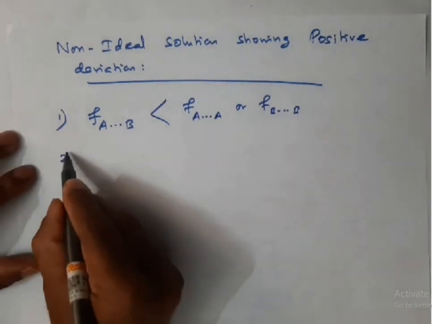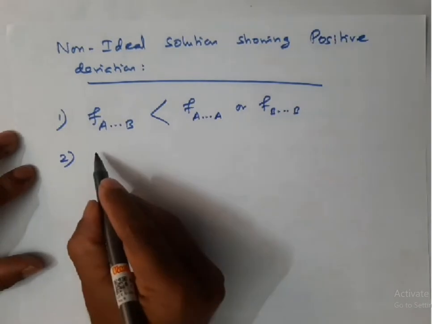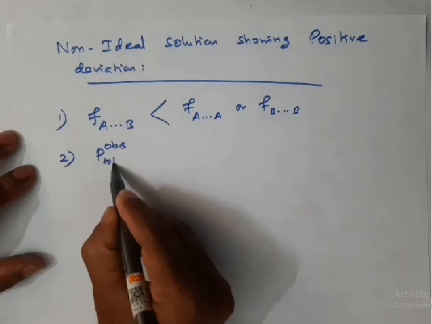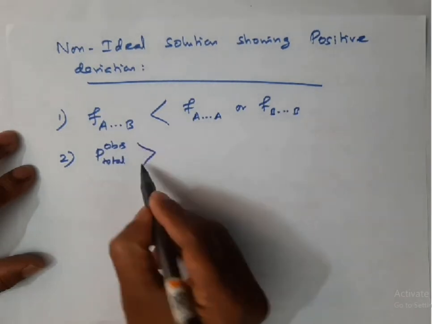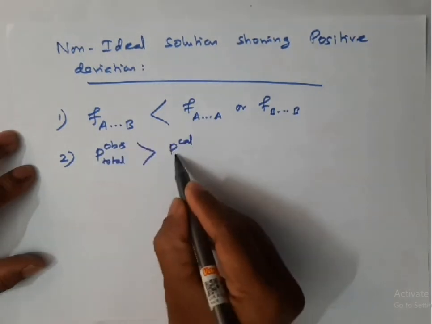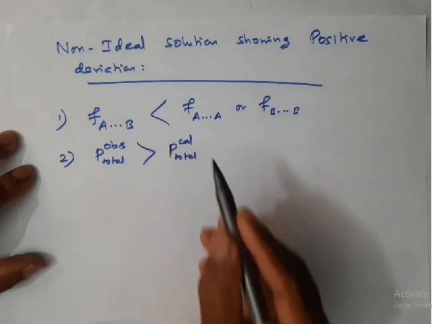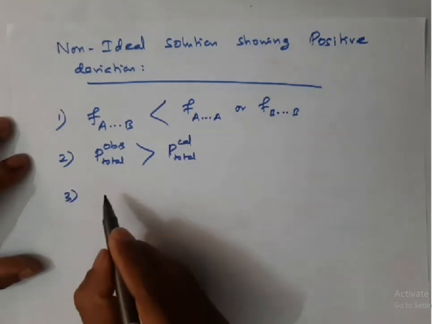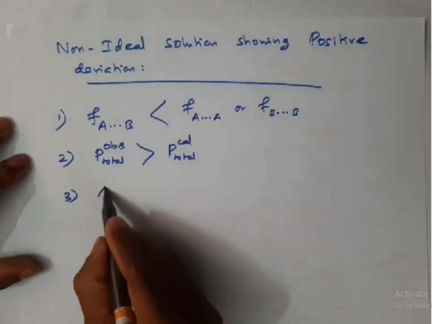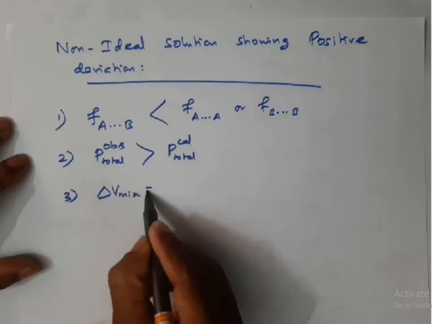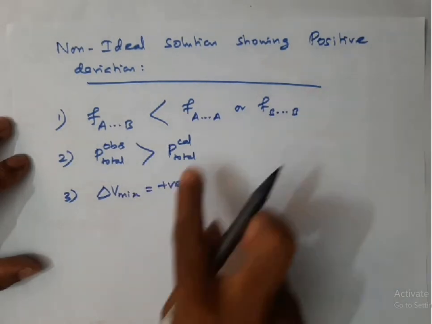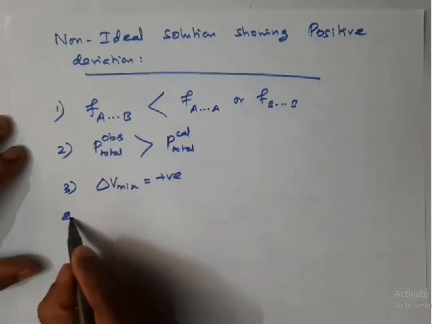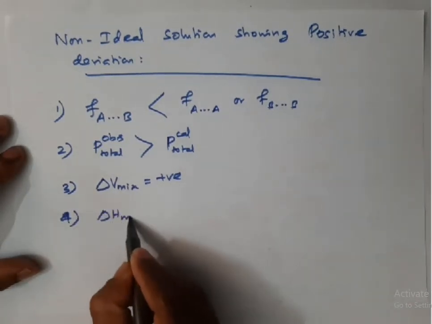Number 2, observed total pressure is greater than the calculated total pressure. Number 3, delta V mixing is positive. Positive deviation, positive. Okay, delta V mixing positive. Delta H mixing also positive.